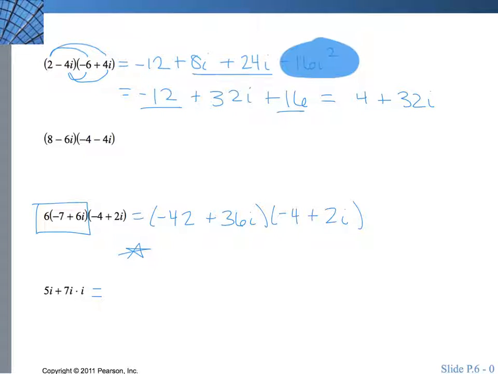On the bottom one, I have 5i plus 7i times i. Well, i times i is i squared, so I have 7i squared. But i squared we know is negative 1, so this becomes 7 times negative 1, which is negative 7. And in standard form, my final answer is negative 7 plus 5i. How about that?